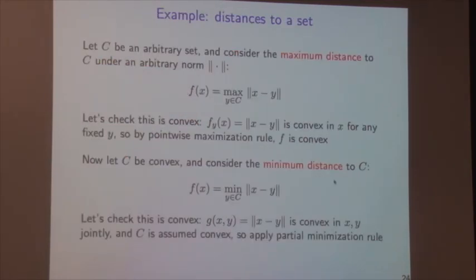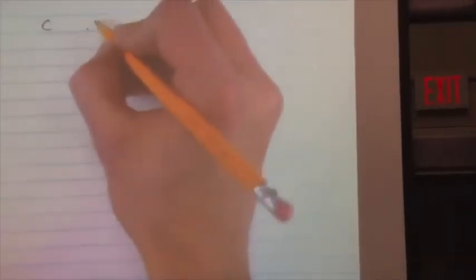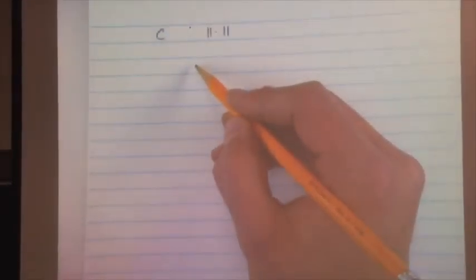So here's an example to get you to put those in mind. Let's consider maximum and minimum distances to some set C. And you'll see that one of these is always convex, the other is only convex when the set C is convex. So let's suppose I have a set C and an arbitrary norm that I write like this. And now I can draw it like this. It doesn't need to be convex.